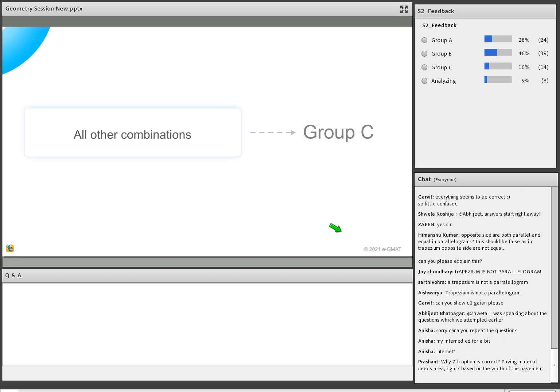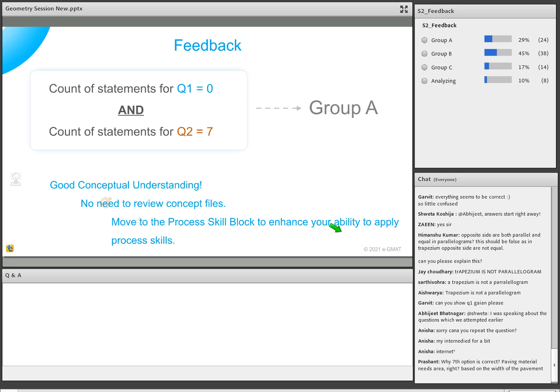Perfect. So now you know which group you belong to, right? So essentially, this is a 2-hour session itself, and that's the reason we'll not be able to give you a lot of content, but a lot of content would be covered in your actual course material.